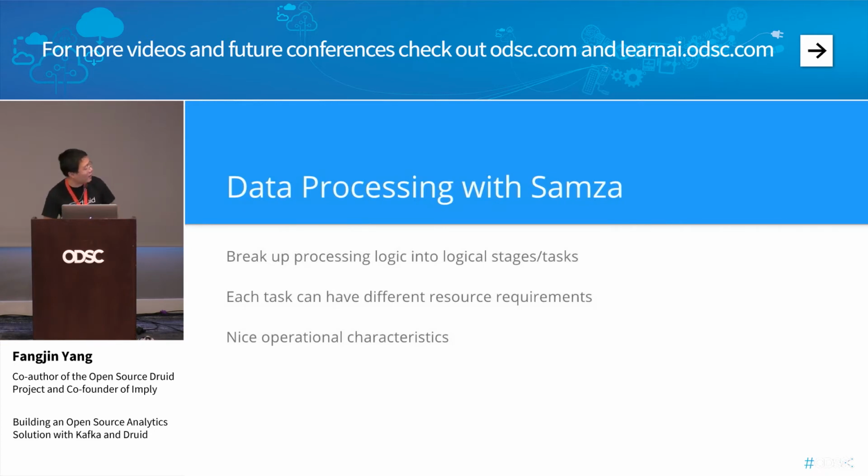So the nice thing about having this task-oriented way of dealing with streams is it has very nice operational characteristics. As I mentioned, you can fine-tune each of the tasks. You can give the tasks different resource requirements. And then usually you can diagnose each task individually. So when you have a more complex data pipeline, you can diagnose and really fine-tune every stage of that data pipeline.